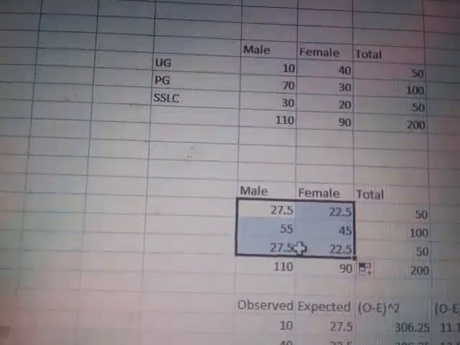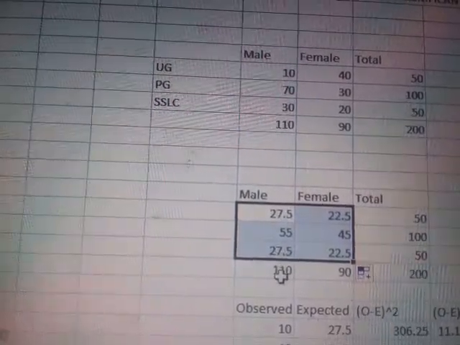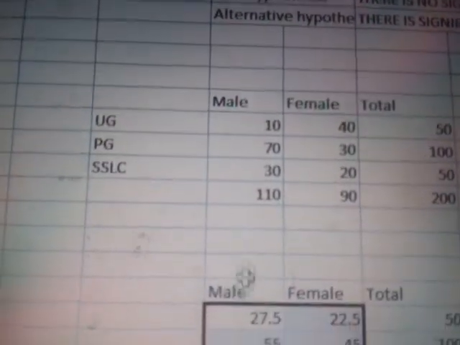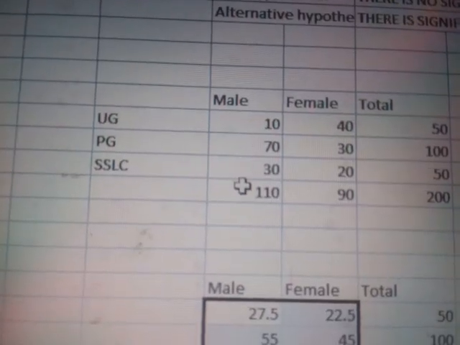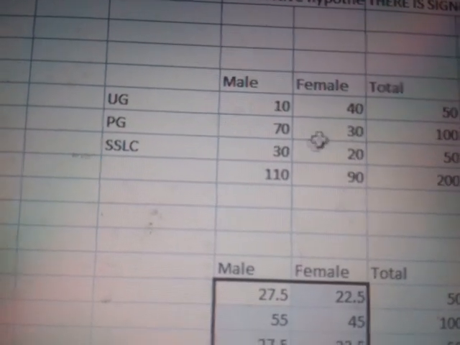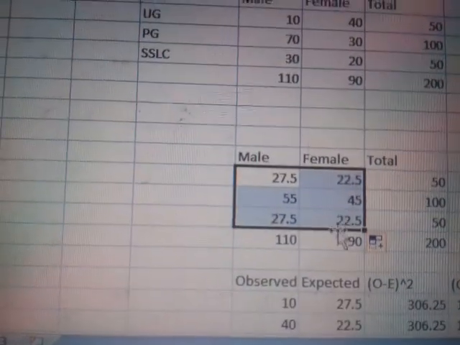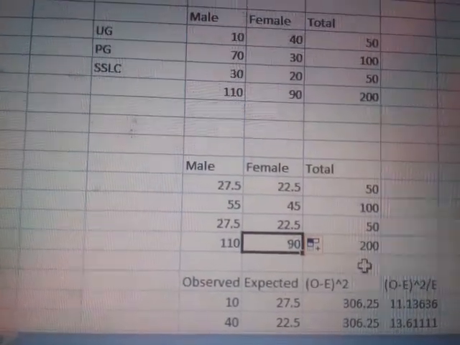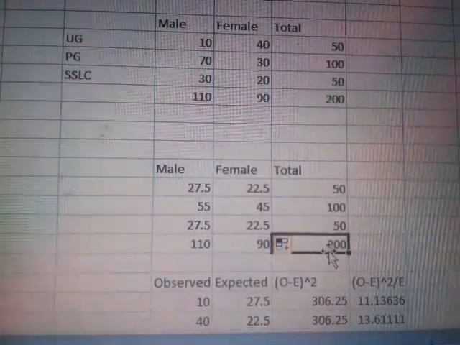You will get the expected values, and if you count this you will get 110. In the observed value also, the total number of males is 110 and females is 90. The same values you will get; there will not be any change. So the total number of respondents is 200.